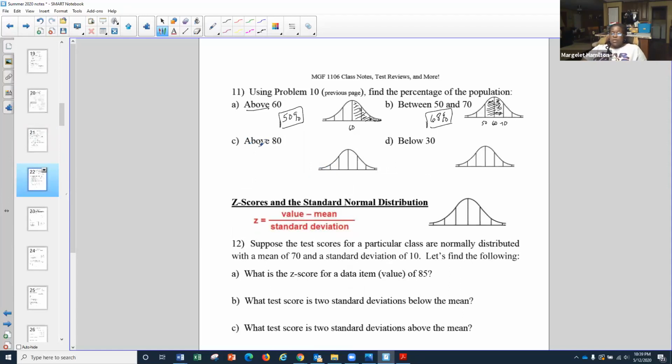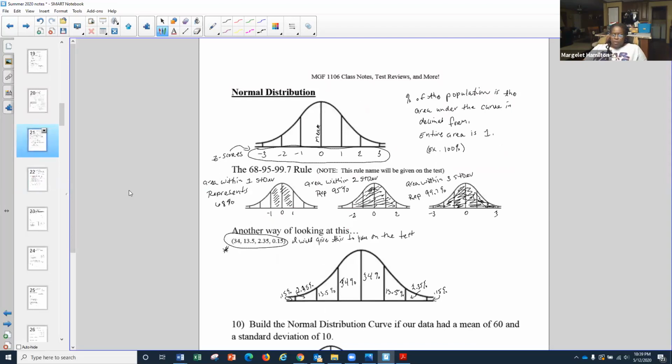Then it says, find the percentage of the population above 80. So if our mean is 60, that means that this is 80 right here, right? So above 80 would be this part and this little tidbit right here. Now, if we remember our breakdown of our percentages, I keep going back so we can take a look. We're talking about this area right here, this part, and this little tidbit part. So these two percentages, we're just going to add those two together, and that's going to give us our percentage.